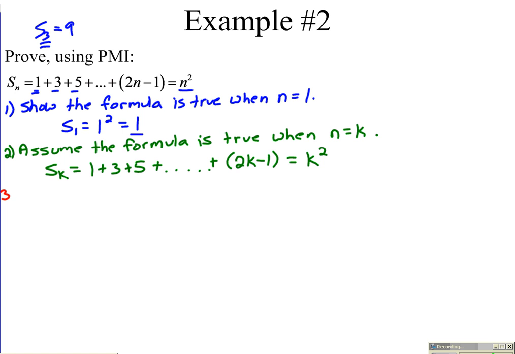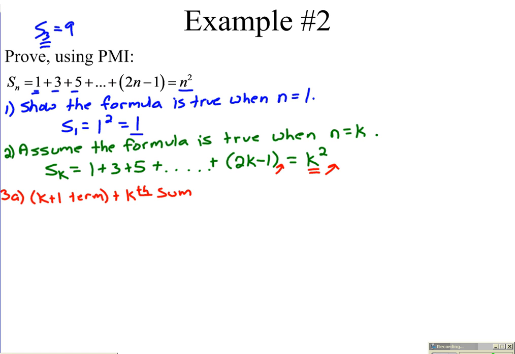Now the third step. We want to take the k plus 1 term, and we want to add it to the kth sum. So what we are doing here, essentially, is finding this k plus 1 term, which we know comes right after this term. And if we add it to this side, that means we have to add it to this side as well. So we're taking this kth sum, which is k squared. That's the sum of the first k terms. And we're simply adding the next term to both sides to keep this equation equal.